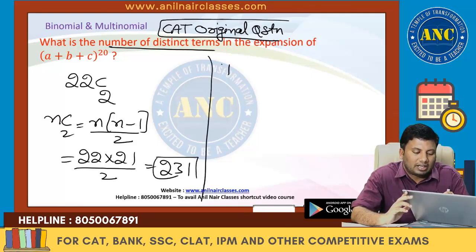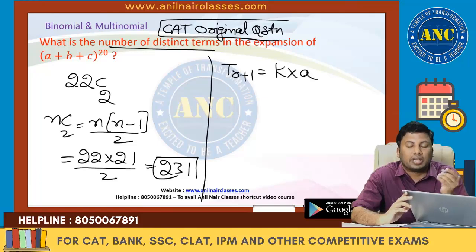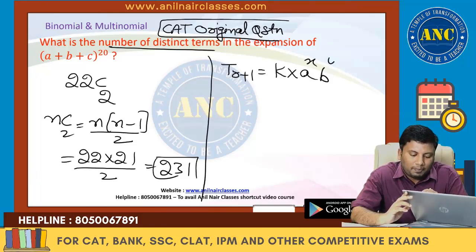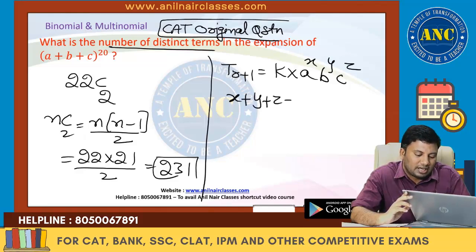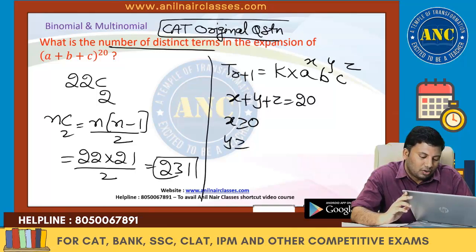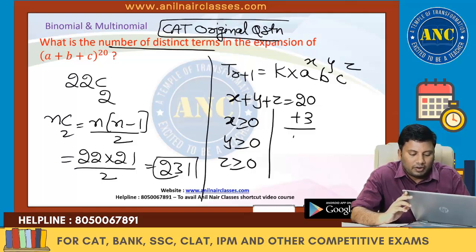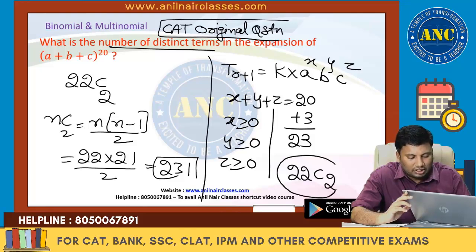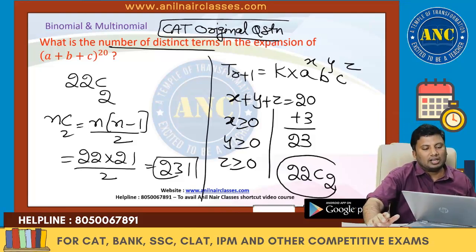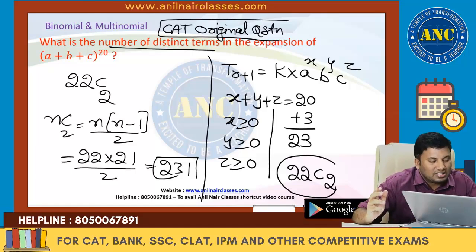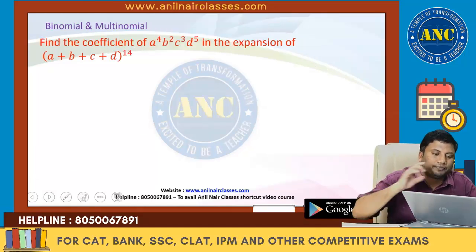Directly, or in case you want, the generic term is given by k into a power x, b power y, c power z, where k is nCr. x plus y plus z is nothing but 20. Powers can also take 0: x greater than or equal to 0, y 0, z 0. 20 plus 3 is 23. Answer is 22C2. You don't need to do all these; directly you can get the answer. This is level 1. Now level 2.